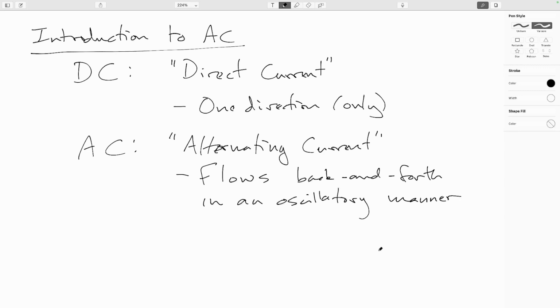Now, within the physics community, it's become fashionable to extend the ideas of DC and AC to mean something that's constant in the case of DC, or something that has some sort of sinusoidal behavior, some sort of oscillatory behavior in the case of AC, regardless of whether it actually has anything to do with electric circuits or not. So you may run across that usage, but here I'm going to be restricting it to talking about electric circuits.